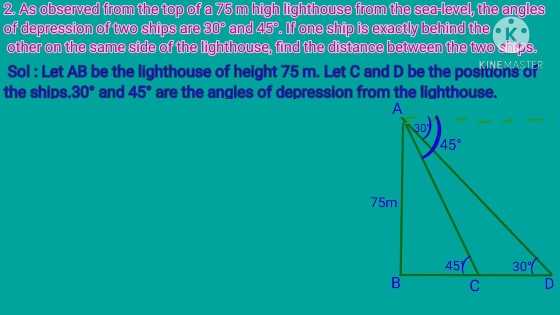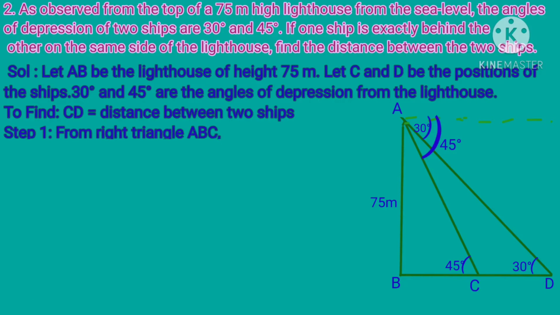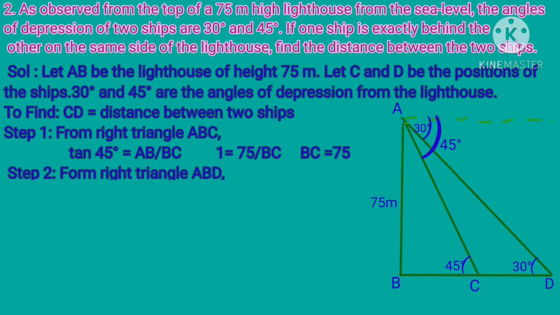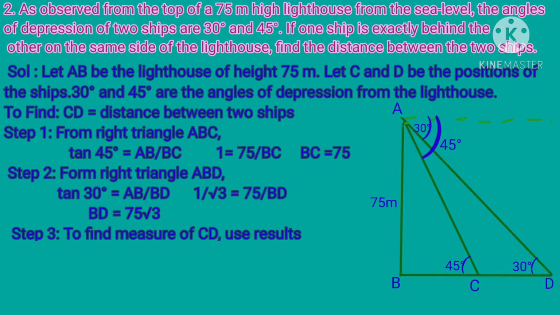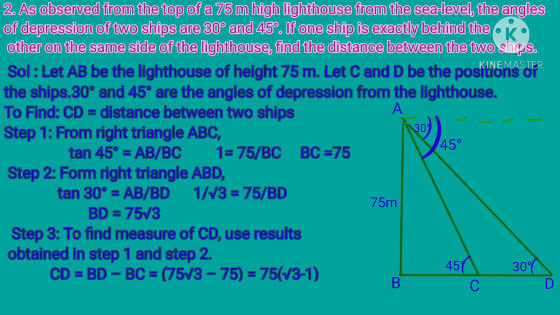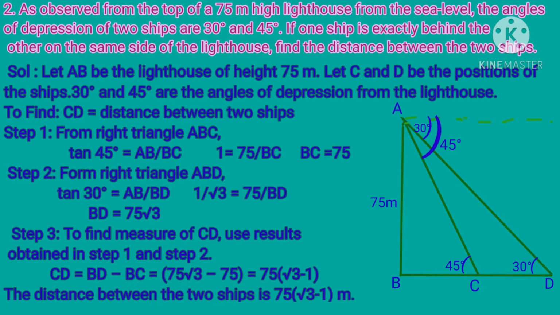So in step 1, from right angle triangle ABC, AB by BC is equal to tan 45 degrees. So put the values here: 75 by BC is equal to 1. So BC is 75. In step 2, from right angle triangle ABD, AB by BD is equal to tan 30 degrees. So the value of tan 30 is 1 by root 3, equal to 75 by BD. So it means BD is equal to 75 root 3.